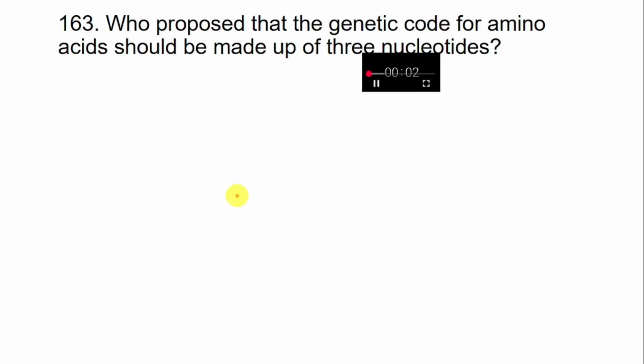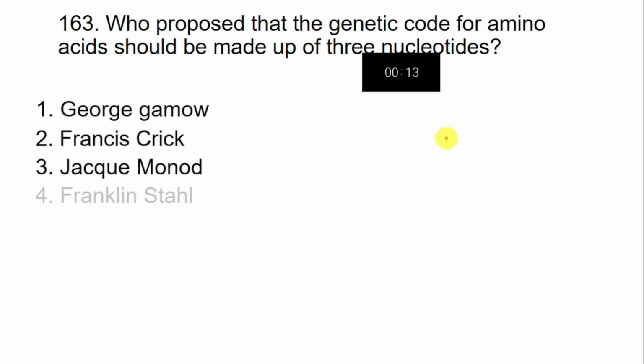Next one. Who proposed that the genetic code for amino acid should be made up of 3 nucleotides? The answer is George Gamow. First option is the right answer. In case you don't know, then you can rule out other ones. Francis Crick, Crick and Watson, they proposed the DNA double helix structure. Then Monod is for lac operon and Stahl is semi-conservative replication of DNA. So this is the only one left and this is for proposing genetic code. Option 1 is the right answer. Next one.